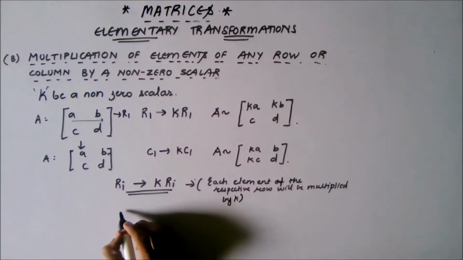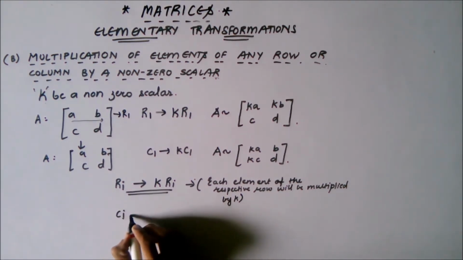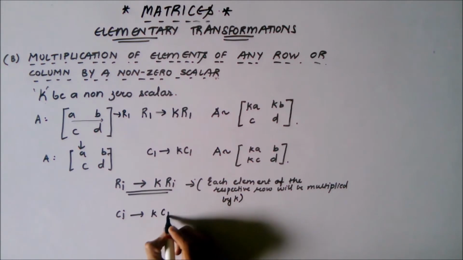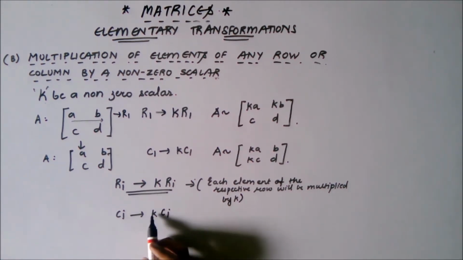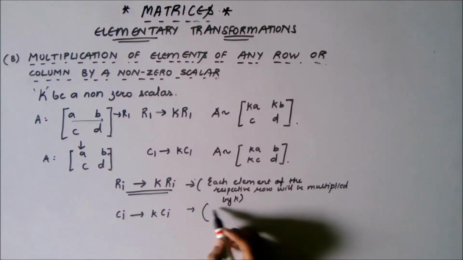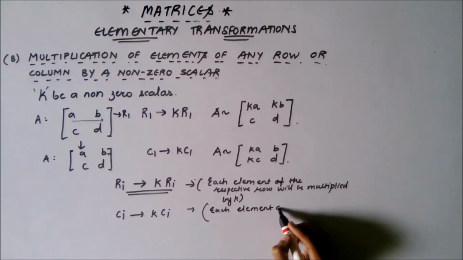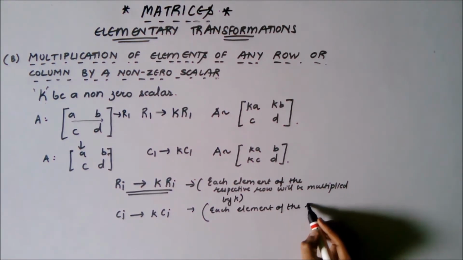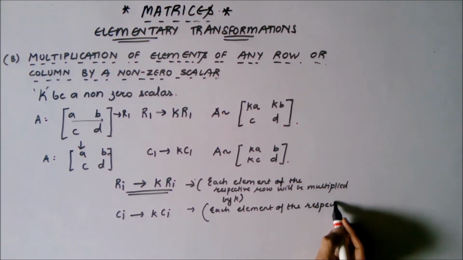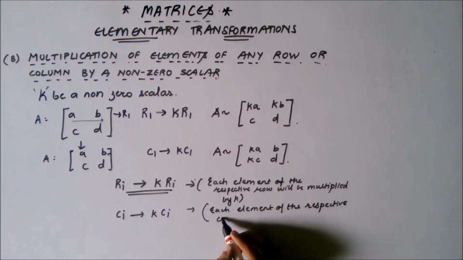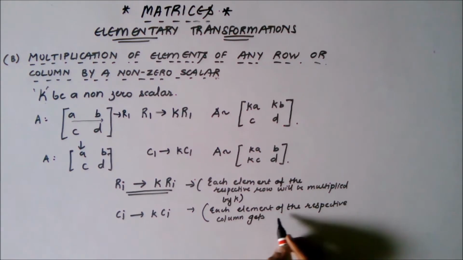Similarly, for a column, if we need to multiply the ith column by K, then it will be represented as Ci gets transformed to KCi, and each element of the respective column gets multiplied by K.